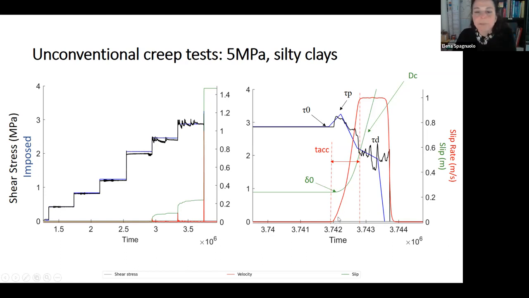Okay, another important difference is the acceleration, because again, the acceleration seems slower, it takes more time. The delta sub-zero is larger, because it's 20 centimeter, and this is the slip required to achieve this kind of event, the dynamic event, let's call it like this. And again, we can measure all these parameters.